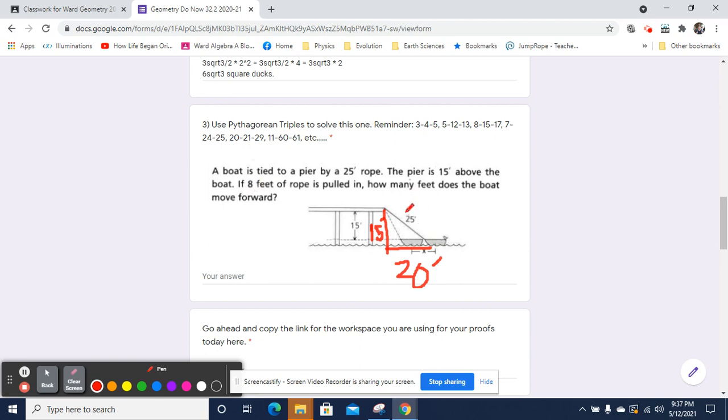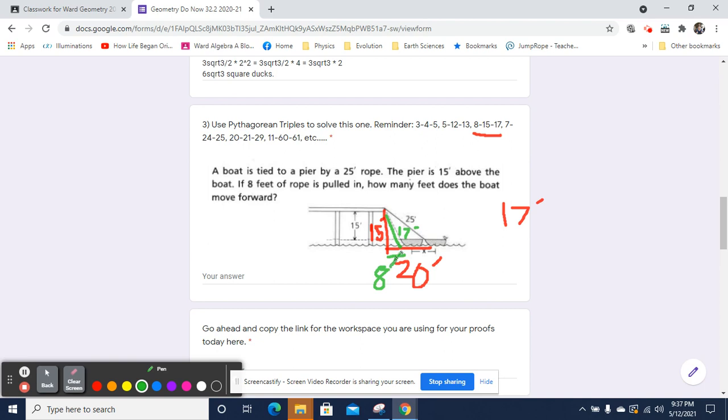So this 25 feet now gets shorter by 8 feet. And now this line is 25 minus 8, or 17 feet. Let's look at our Pythagorean triples. Oh, look, 8, 15, 17. And so now we got 15 and 17. And the new distance here, this is, of course, 17 feet. And this new distance here is going to be 8 feet.